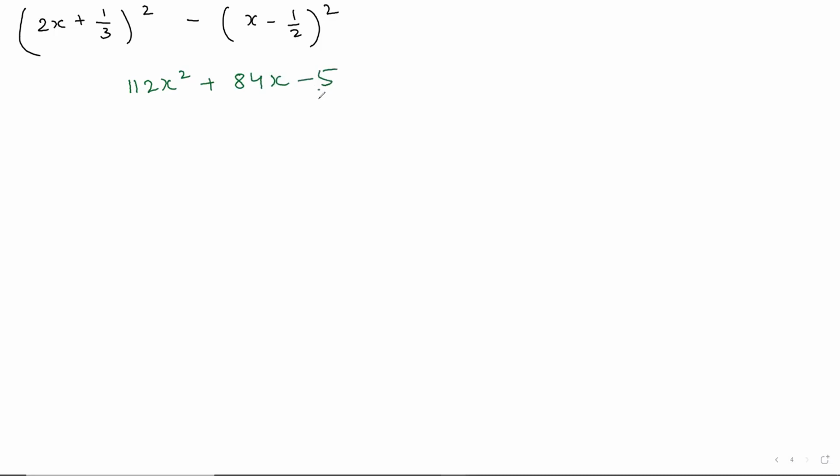The next question, I presume, was 2x plus 1 by 3 whole squared minus x minus 1 by 2 whole squared. So, what was your answer, Hamna? Ma'am, 112x square plus 84x minus 5 by 36. This thing minus 5 by 36, or the whole thing divided by 36? Ma'am, the whole thing divided by 36.